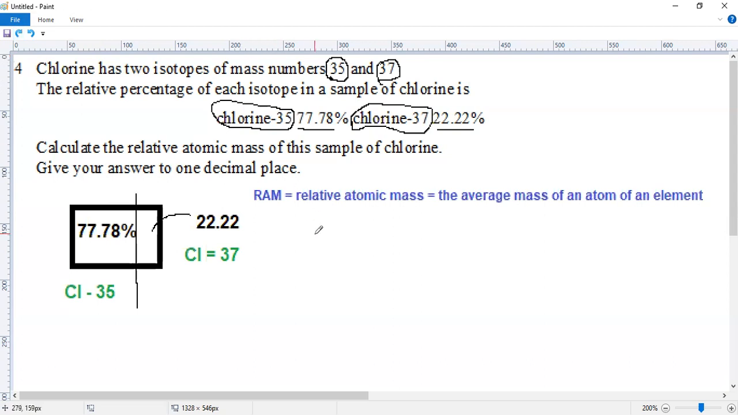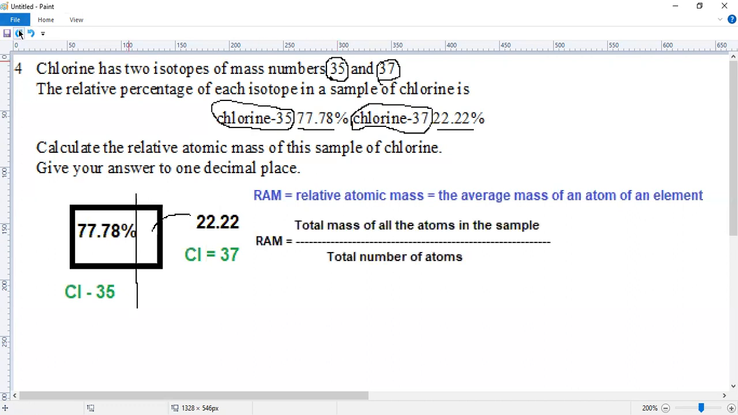You know, relative atomic mass is the average mass of an atom of an element. There's one more thing to add into that: compared to the 1/12 mass of the C12 isotope also should be given. But here, for the purpose of explaining what exactly the calculation looks like, I just gave the average mass of an atom of an element, known as the relative atomic mass. You should know this formula. Relative atomic mass is equal to the total mass of all the atoms in the sample divided by the total number of atoms. You must remember that from the previous video also.